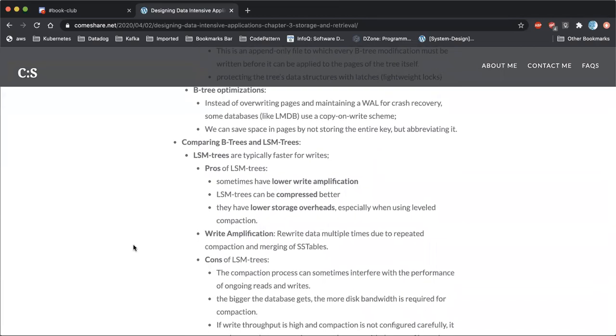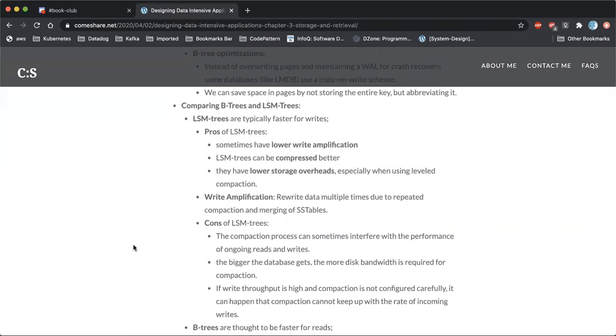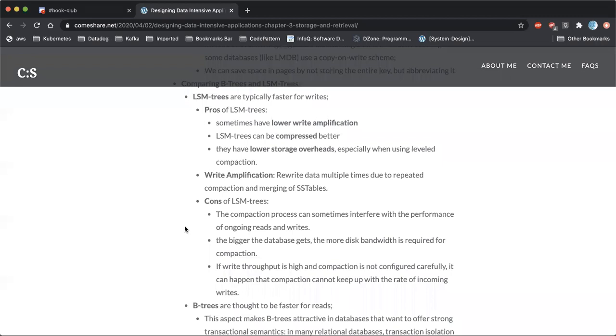So if anyone has anything else that they wanted to add on B trees before we proceed further, we could take that. Else we'll just move to the comparison of B trees to LSM trees.